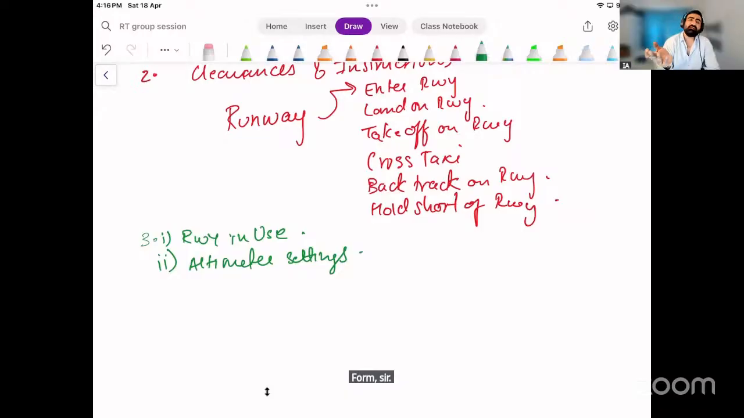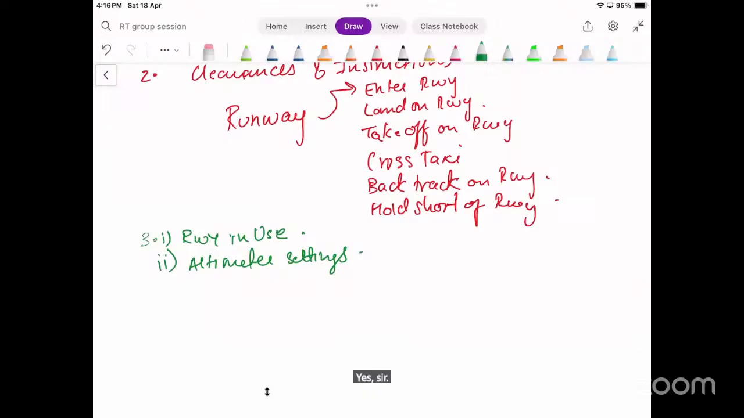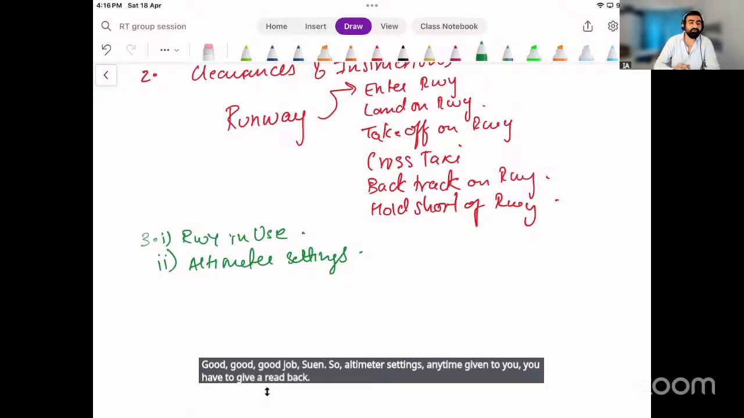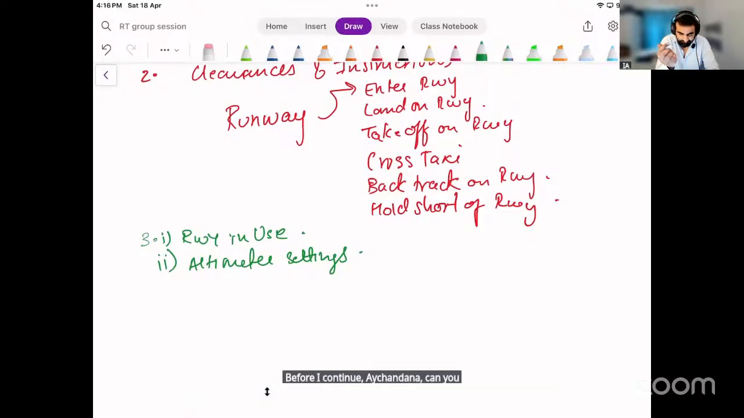Q codes are confusing, so we need to have as much clarity as we can. Yes, sir. Good job, students. So altimeter settings, anytime given to you, you have to give a readback. Before I continue, Harichandana, can you do a readability check?